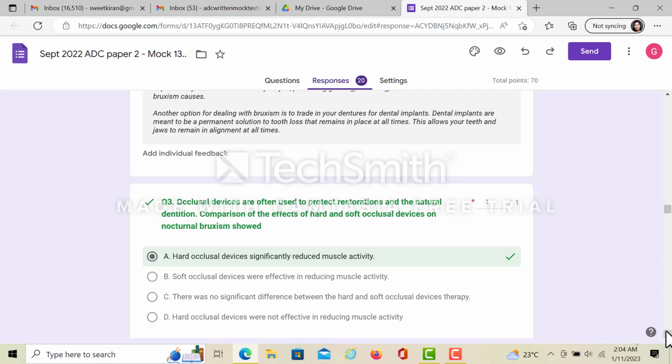C, there is no significant difference, cannot happen because there is a reason hard and soft devices exist. And A and B, either one can be correct. So even if you did not know the answer, by elimination you can come to option A by logic.